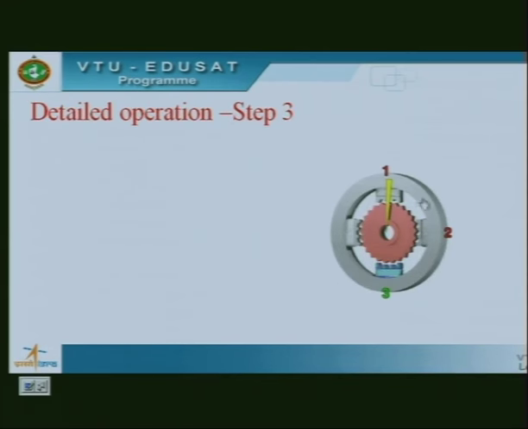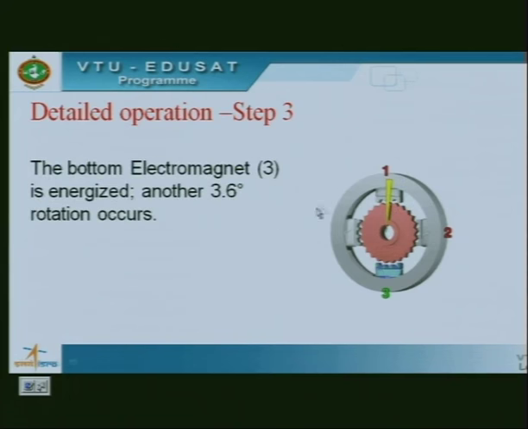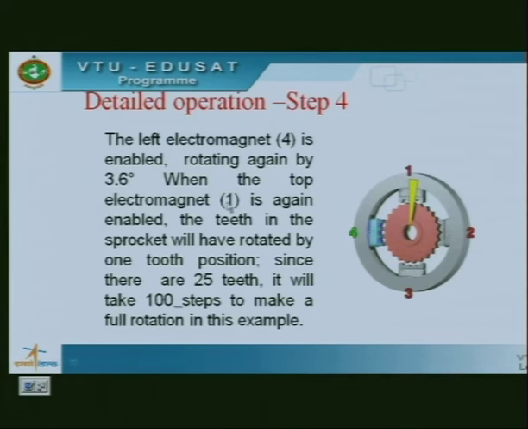Next, in step 3, this is energized. So the same rotor tooth will try to gain perfect alignment here. Here it will be offset by another 3.6 degrees, totally 7.2. Finally, when electromagnet 4 is energized, it will move by another 3.6 degrees. Then when the top electromagnet, electromagnet 1, gets energized after this, it will move by another 3.6.